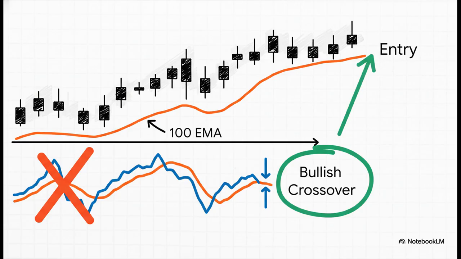That means we completely ignore any downward crosses on the MACD. They're just noise to us. We just wait, and boom, right there, we get that beautiful upward crossover. That's our green light. It's simple, it's clean, and most importantly, it's flowing with the trend.